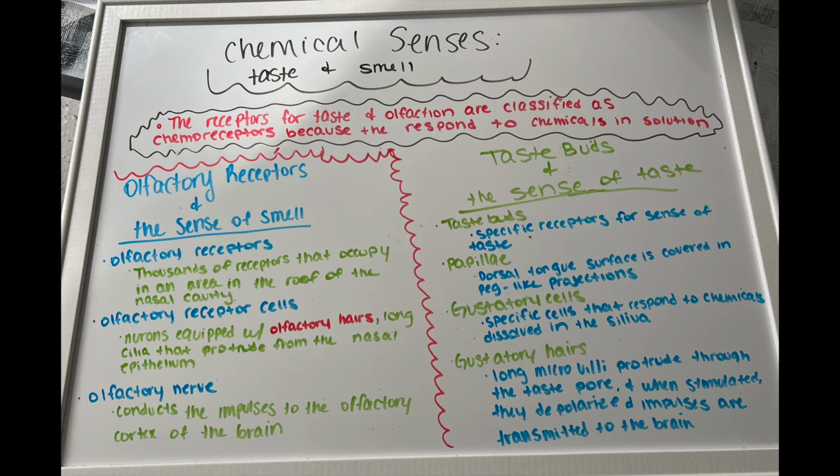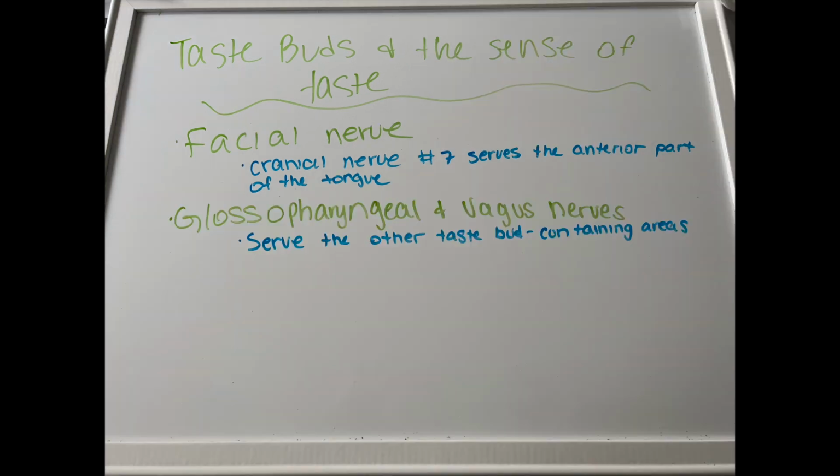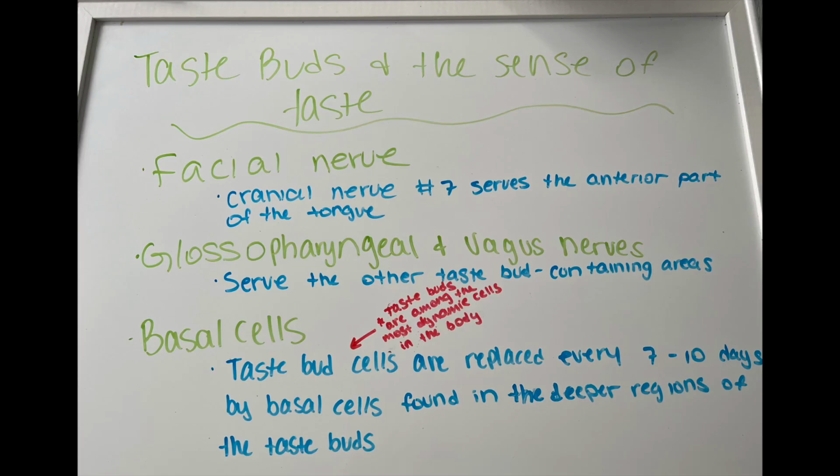When they are stimulated, they depolarize and impulses are transmitted to the brain. Facial nerve, number 7, serves the anterior part of the tongue. Glossopharyngeal and vagus nerves. The other two cranial nerves, the glossopharyngeal and vagus, serve the other taste bud-containing areas. Basal cells. Taste bud cells are among the most dynamic cells in the body. They are replaced every 7 to 10 days by basal cells found in deeper regions of the taste buds.